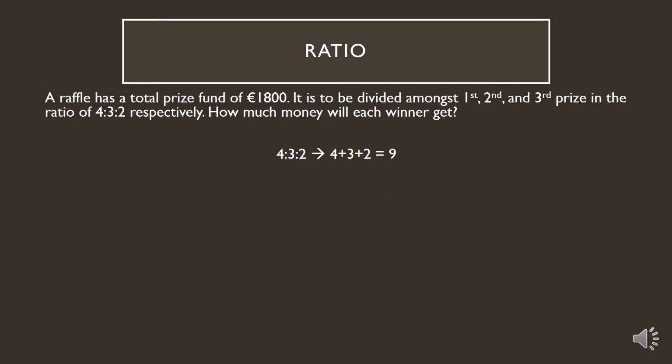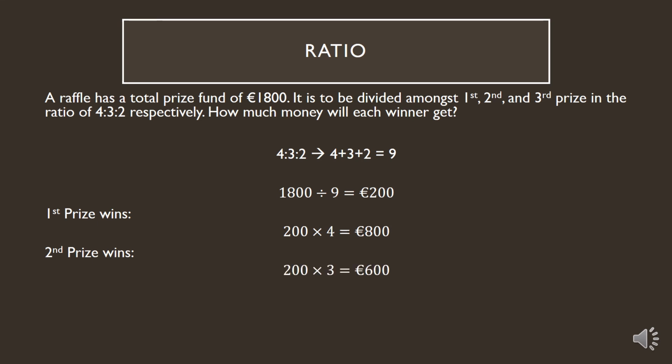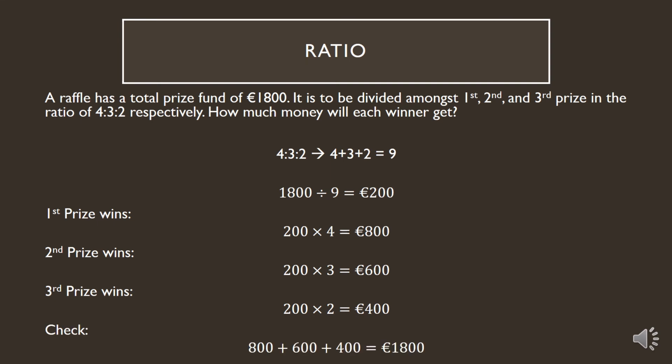Okay, so we divide 1,800 by 9 to find each bundle of money is 200. And then we give them out. First prize gets 4 of those, 200 times 4. First prize gets 800. Second prize gets 3 of those, that's 200 by 3 is 600. And third prize gets 2 of those, which is 400. So to check, you can add the individual amounts and you should get your total again, which is 1,800.